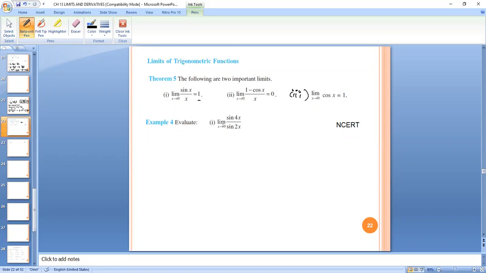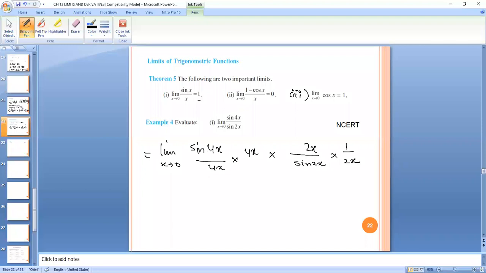Now suppose we are having the question, limit x is tending to 0, sin 4x upon sin 2x. So how to solve this? We know that limit x is tending to 0, sin x upon x is 1. So what I will be doing, sin 4x, I will multiply with 4x, I will divide with 4x, right? And I am having in the denominator sin 2x. I will multiply it with 2x and I will divide it with 2x, right? Mathematically, it will make no difference when we are multiplying and dividing with the same number.